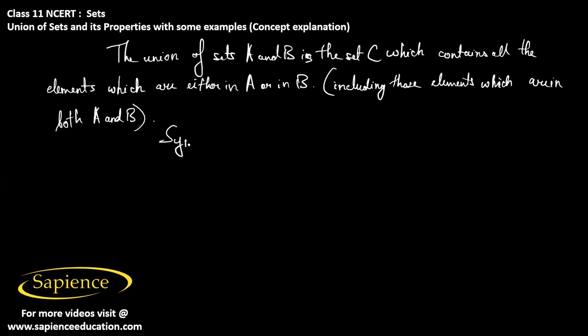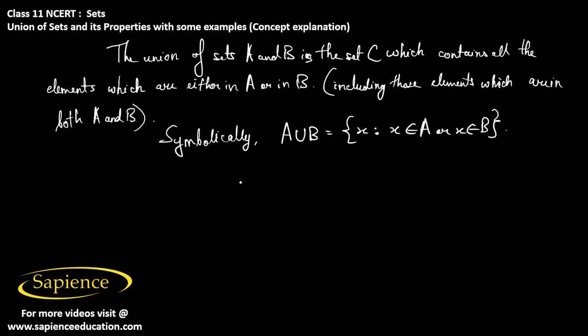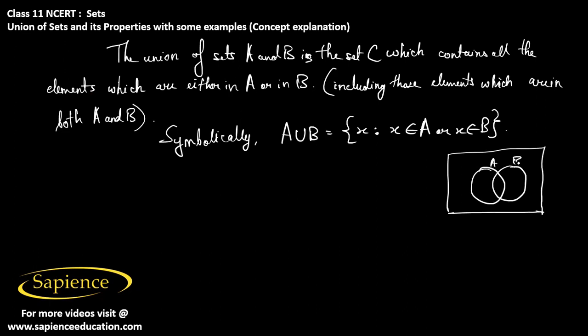So symbolically we can write the union of sets as A union B, that is equal to the set consisting of all those elements X such that X belongs to the set A or X belongs to the set B. Now if we want to represent it by the Venn diagram, then suppose A and B are two sets which are a part of the universal set, then this is the common region of the sets A and B, and A union B is the entire region of A and B, which contains all the elements which are either in A or B.